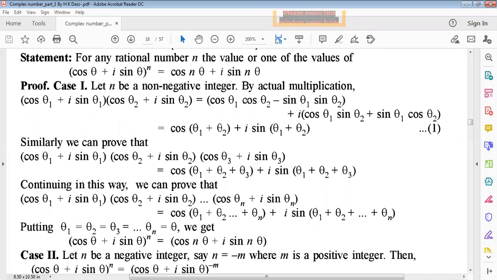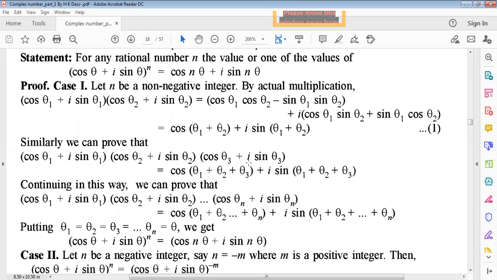This is actually the formula of cos A plus B: cos A cos B minus sin A sin B. And this is the sin A plus B formula: sin A cos B plus cos A sin B. You must know this from trigonometry. This is the cos A plus B formula, and i times this is the sin A plus B formula. Sin A plus B is sin A cos B plus cos A sin B, and cos A plus B is cos A cos B minus sin A sin B.